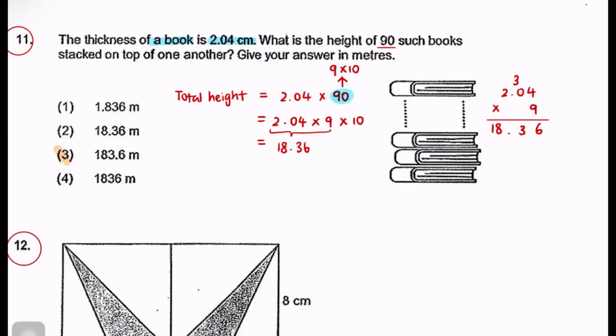Don't forget your times 10 at the back. It is still here. So must times 10. You still have times 10 to do. 18.36 times 10. Now, Kira, can you tell me, in this step, do I move my dot left or right? Right. How many times? One time only, because only one 0. So move it one time, where will it end up?